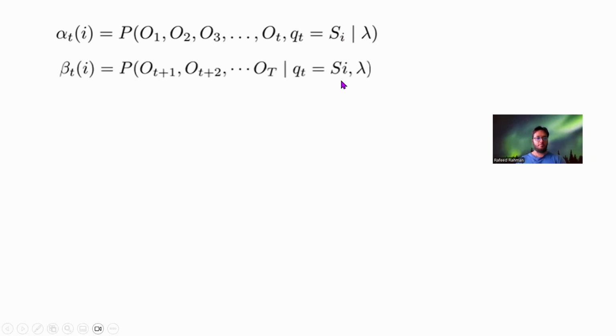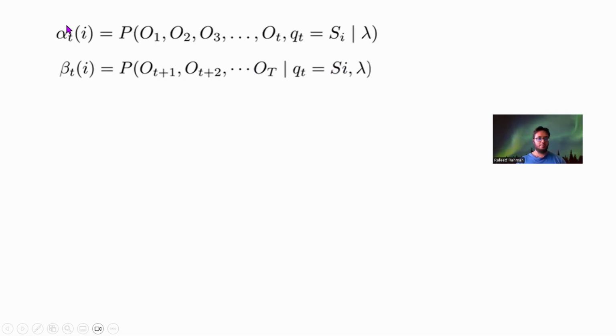You also need to get the opposite probability. Here you see that we are fixing a state Si at time step t, and we are assuming everything that happened in the past, what we observed in the past. So in beta t(i), we observe everything in the future, O(t+1) up until OT, given we are at state Si at qt.